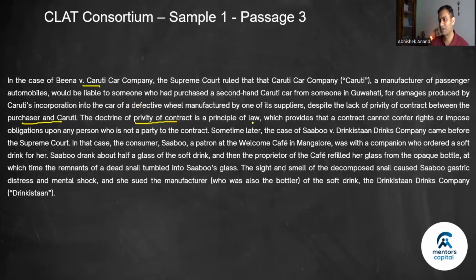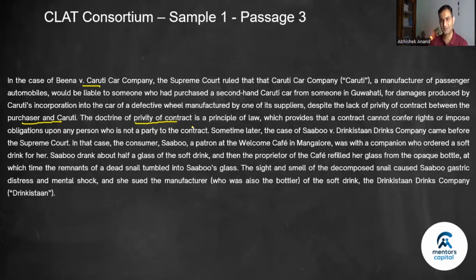So the principle of law of privity of contract says that if you are a third party to a contract, you cannot be conferred a right, nor can you be made liable for certain obligations. So basically, अगर आप third party हो contract का, तो ना तो आपको right दिया जा सकता है, ना आपके ऊपर कोई obligation हो सकती है. Which means as a third party you cannot sue, you cannot enforce the contract.